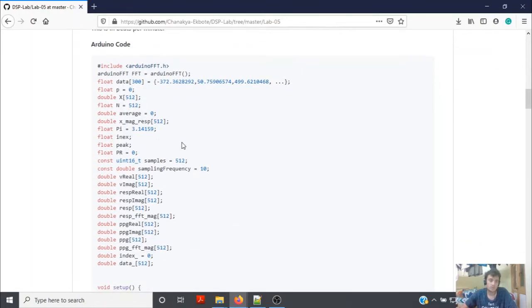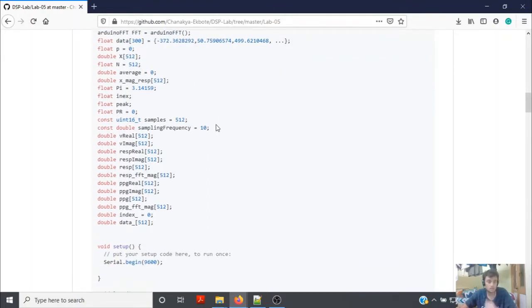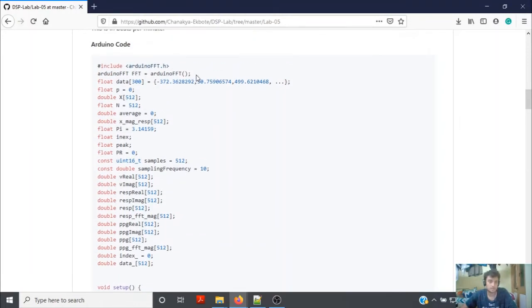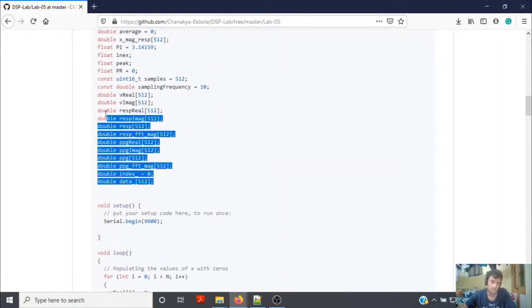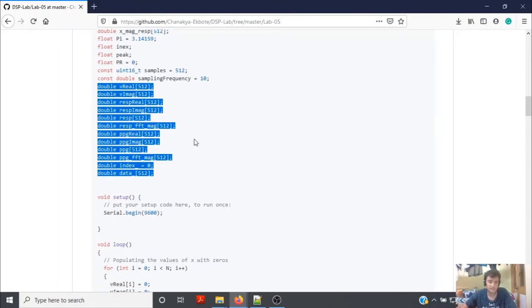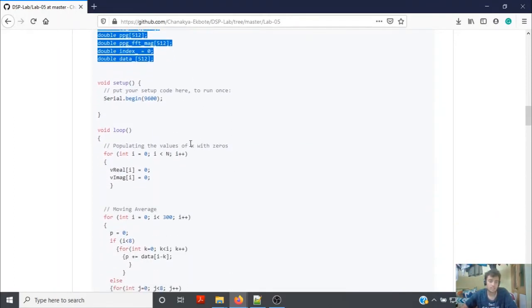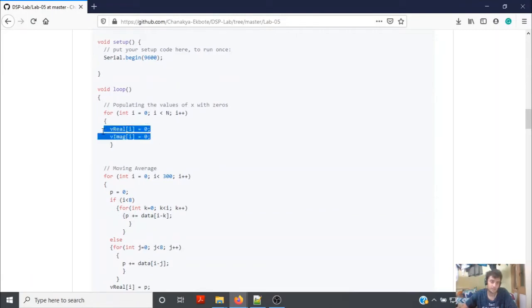So now the Arduino code uses a library, the Arduino FFT library, which is got from an open source repo. Now, the funny thing about this library is all the computations are in place, so we have to define a lot of variables here, so a lot of arrays here. And initially, we have two arrays called vreal and vimaginary. Those are the arrays you feed for computing the fast Fourier transform.